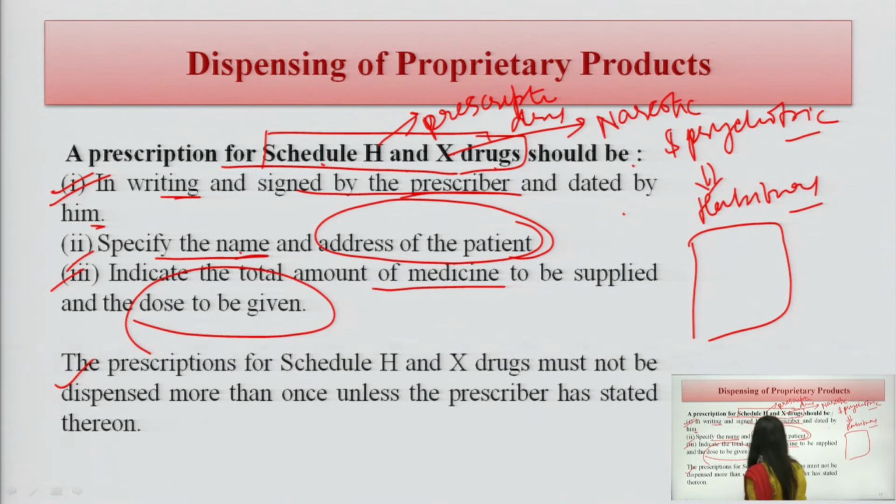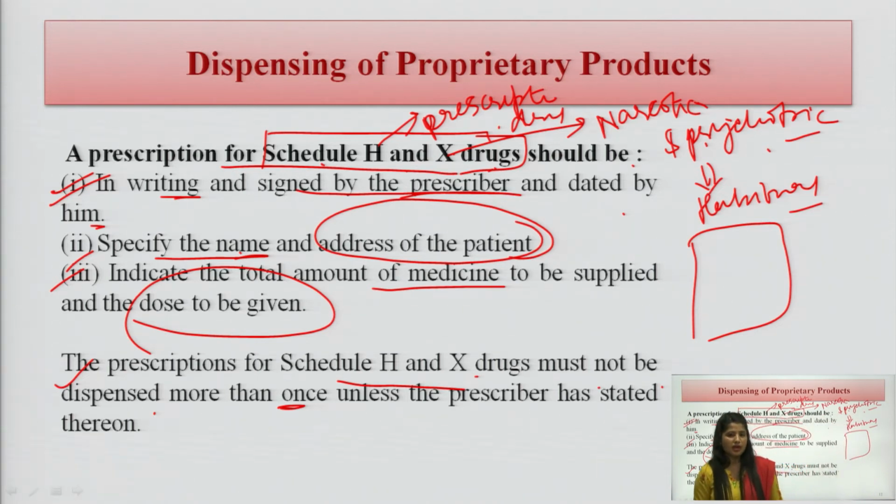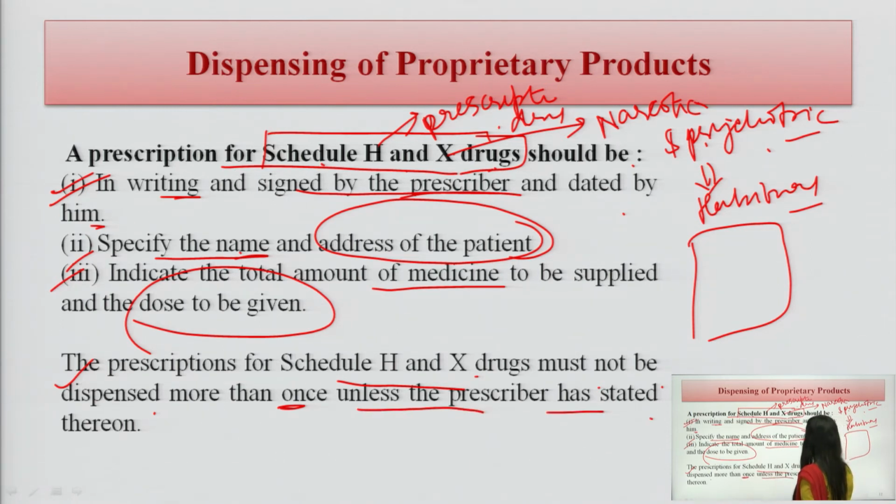The prescriptions for schedule H and X drugs must not be dispensed more than once. I told you why it is not more than once: because they are prescription drugs, and schedule X is narcotic and psychotropic substances. They cause habituation, withdrawal symptoms happen, and of course, adverse drug reactions can happen. So, give carefully, unless the prescriber has stated there is a need for a refill, in which case the prescriber will write it again.